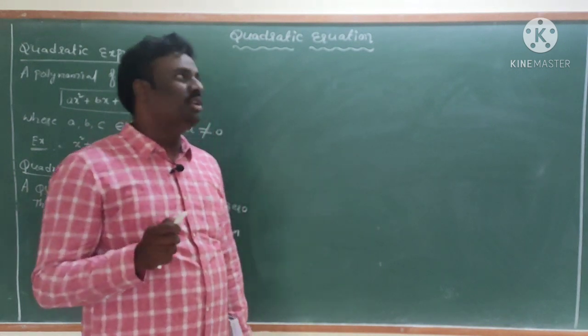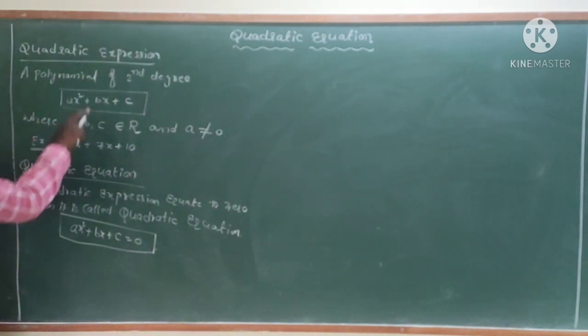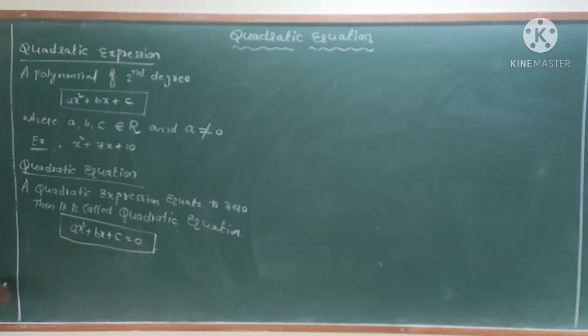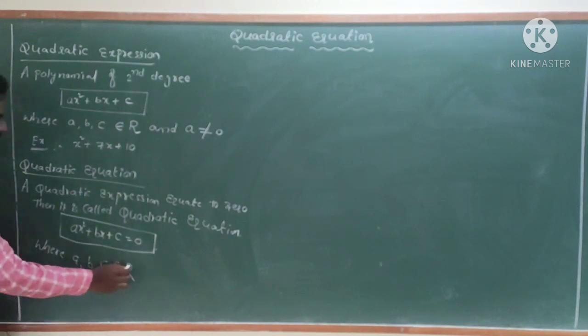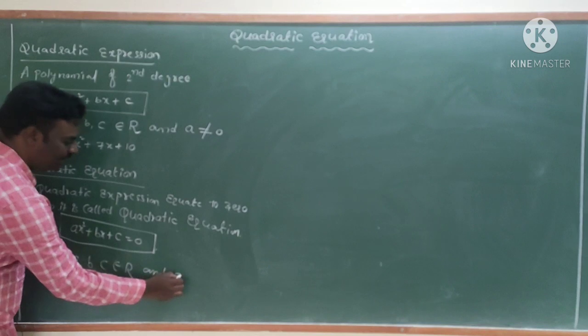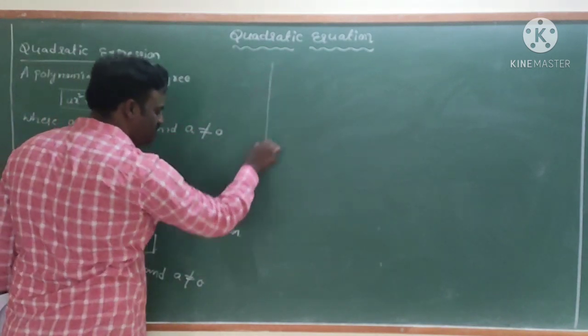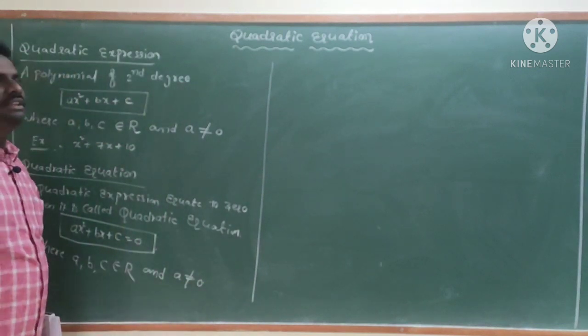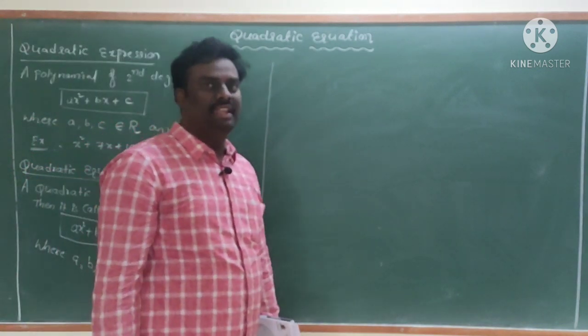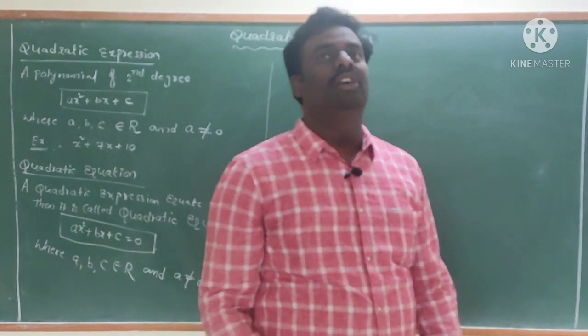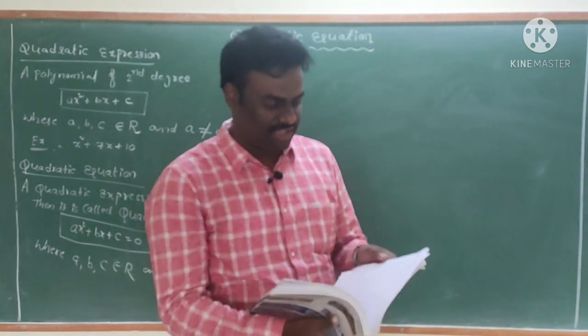If it is equal to 0, then it is called quadratic equation. If equal to 0 is not there, that is called quadratic expression, where a, b, c are real numbers and a value is not equal to 0. This is the definition of quadratic expression and quadratic equation.